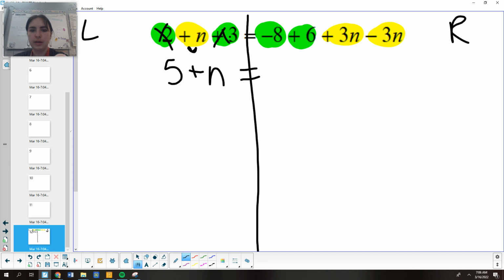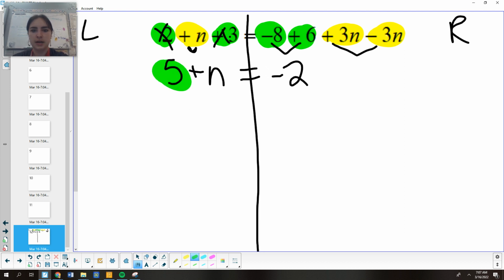I'm noticing here that we can combine green terms. We've got several green terms and several yellow terms. Negative 8 plus 6, when we plug that into our calculator, gives us a negative 2. When we do plus n, or a positive n, minus 3n, those actually cancel out. If you do 3 minus 3 in your calculator, it's just going to give you 0. So you can either write plus 0n or you can just write nothing. There's no n's on that side anymore. So we have just taken a complicated problem and reduced it down to something way simpler.